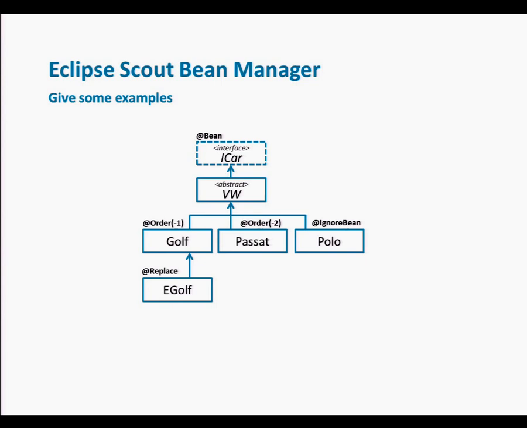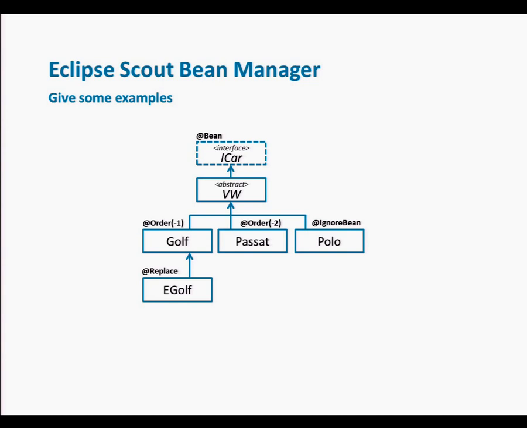Here on very top we got a bean annotation. That means that every class down here also becomes a valid bean. What we see here is a replace annotation, meaning that the e-Golf actually replaces the Golf. So the Golf does not exist anymore in the bean manager because now there's the e-Golf. We also see here that the Polo has an @IgnoreBean annotation on it, meaning that this bean will not be discovered by the bean manager.